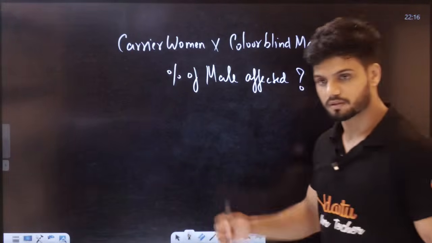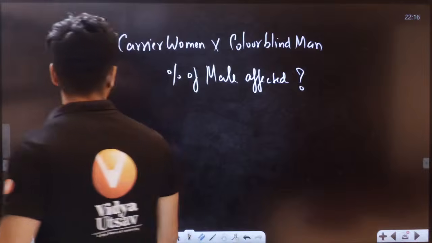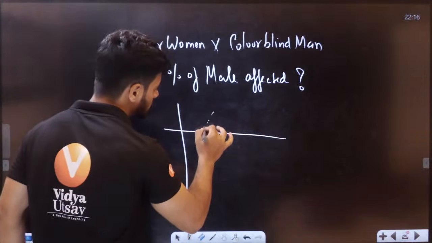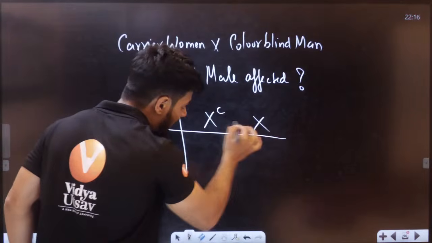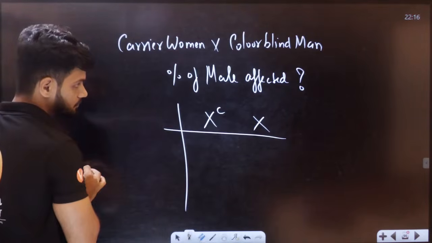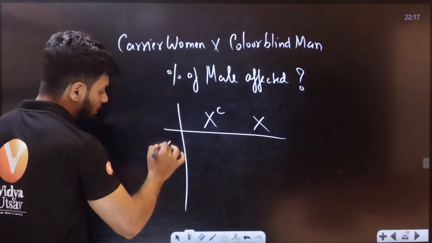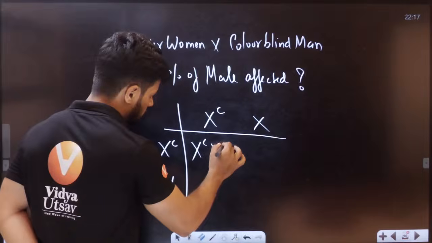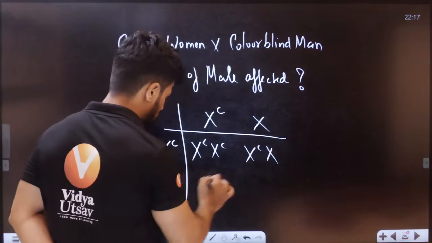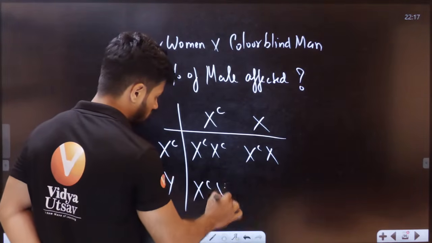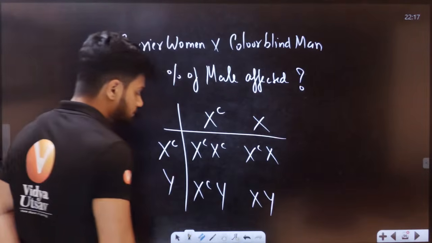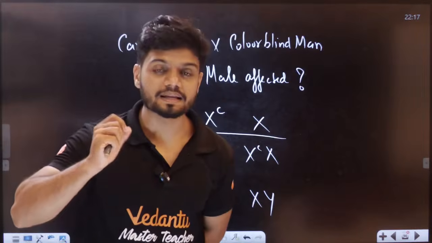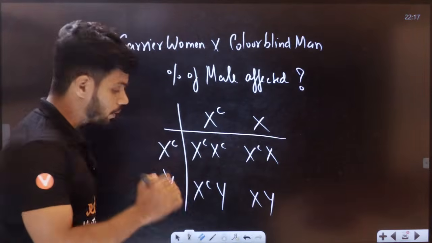Understand this, students. See, what is a carrier woman? XC X. She's a carrier right now. Colorblind man: XC Y. So what do we get here? Now let me teach you what type of question can come in the examination.